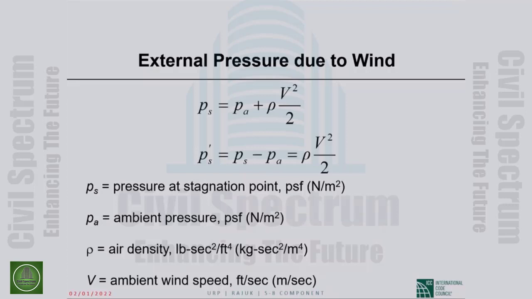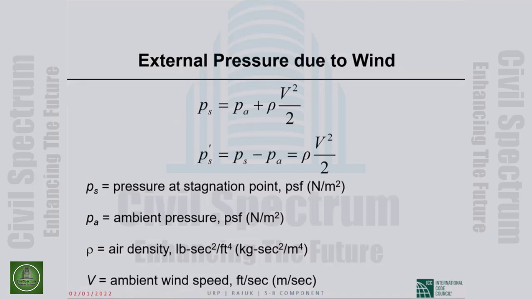Okay, this is kind of physics, if you like. The stagnation pressure that I was talking about is ambient pressure plus rho v squared by 2, rho being the air density, kilogram second square by meter cube. The units you will have to figure out because it is metric. I prefer not to go there.